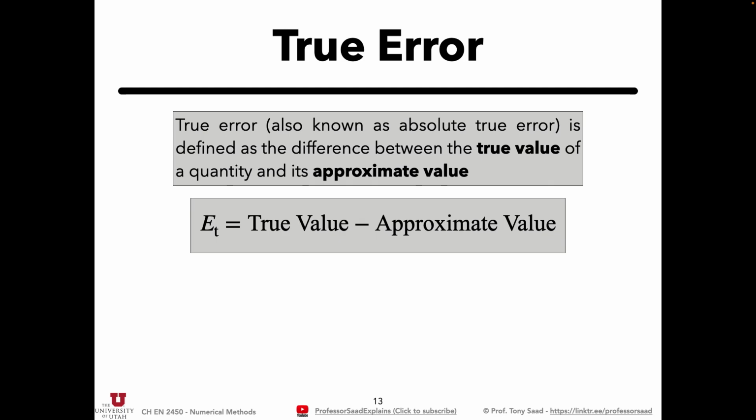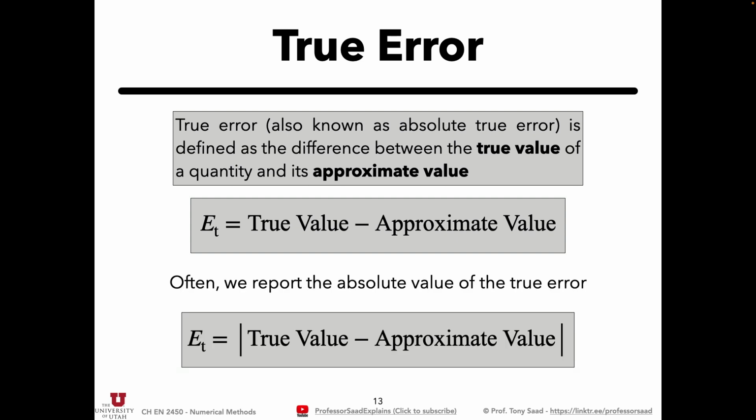To anchor the idea in your mind, say you know the derivative exactly, and you have a formula to approximate the derivative. You take the difference between the true value from analytical analysis minus the numerical value. That gives you a true error. This kind of makes sense. Often, we report the absolute value of the true error. So we put an absolute value around it because we're not really interested if the error is positive or negative. We're just interested in how big it is. Okay? I refer to that as capital E with a subscript T for true.